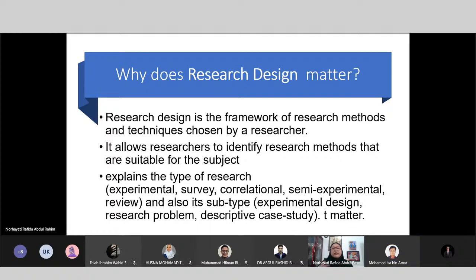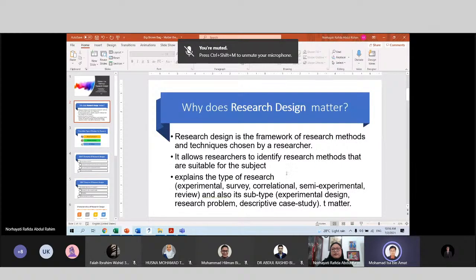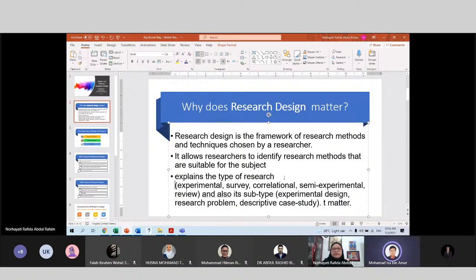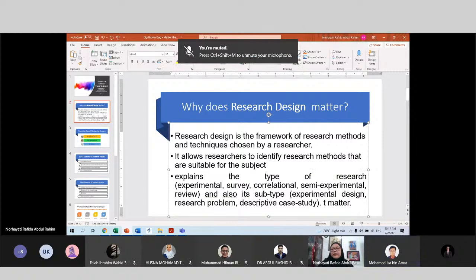Sorry, I had this slide this morning, but basically I have all the ideas. So I want to share with you so you can see what this research design is about. Let me correct this one first. Okay.